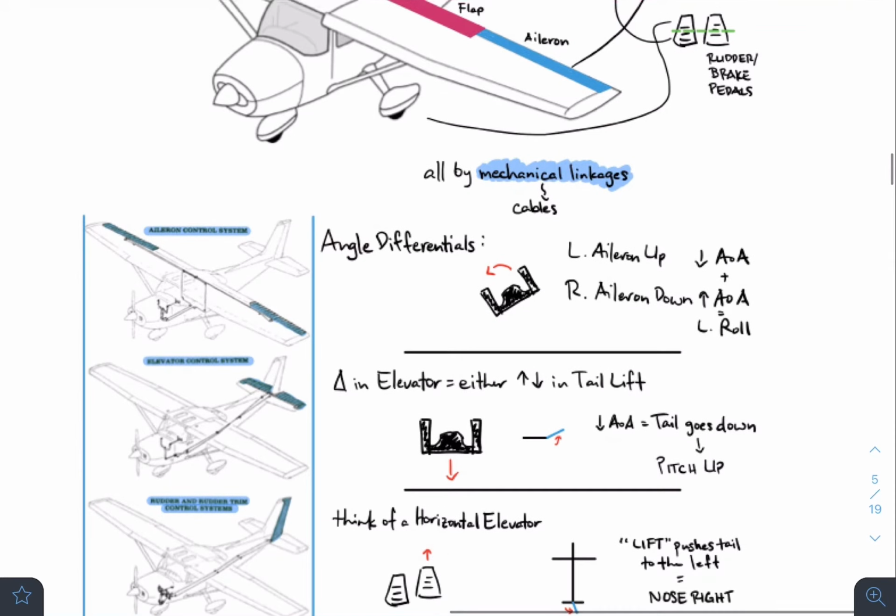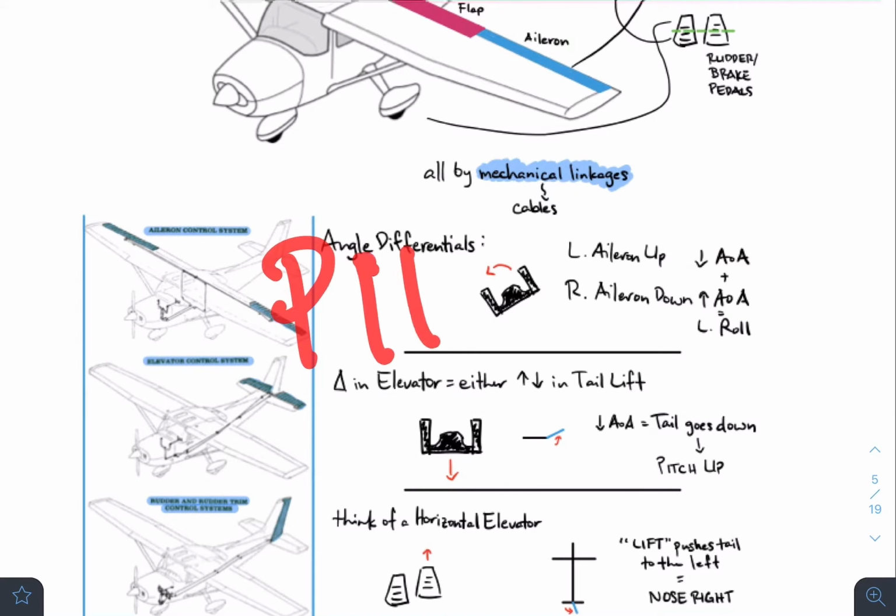All right, second thing we're going to be talking about would be the elevator. The elevator controls pitch, which are these tiny things, which is controlled via these things over here, right? So the elevator works the same way, all right? You're creating a difference in the angle of attack. So when you pull on the yoke, whether you push it up or down, it creates a change in the elevator, right? Either increases or decreases the amount of lift in the tail.